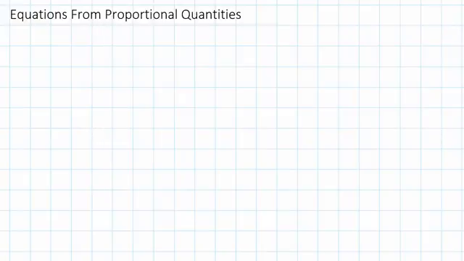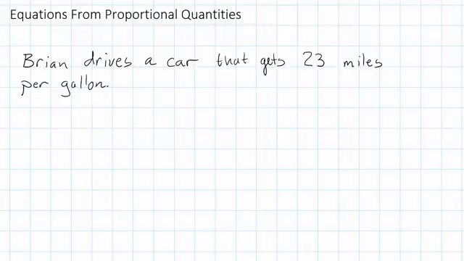When we're solving a problem involving proportional quantities, we are often given information about a unit ratio. For example, Brian drives a car that gets 23 miles per gallon. This phrasing, miles per gallon, is our clue that we're dealing with a unit ratio. The word per in a unit tells us that we're describing a unit ratio. This means 23 miles for every 1 gallon.